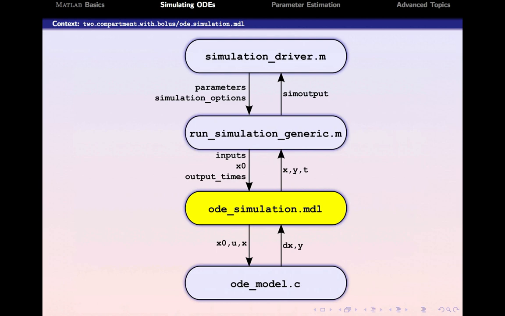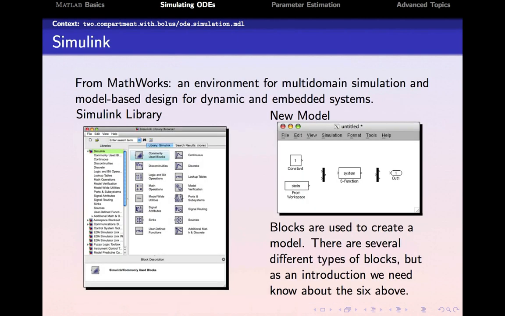So what we need to do is first understand a little bit about what Simulink is, and this is the definition from the MathWorks. Basically, Simulink is an environment for multi-domain simulation and model-based design for dynamic and embedded systems. Basically it's a graphical environment for constructing models, and because of that, there are different blocks, and you can use these blocks as you see fit to construct your system.